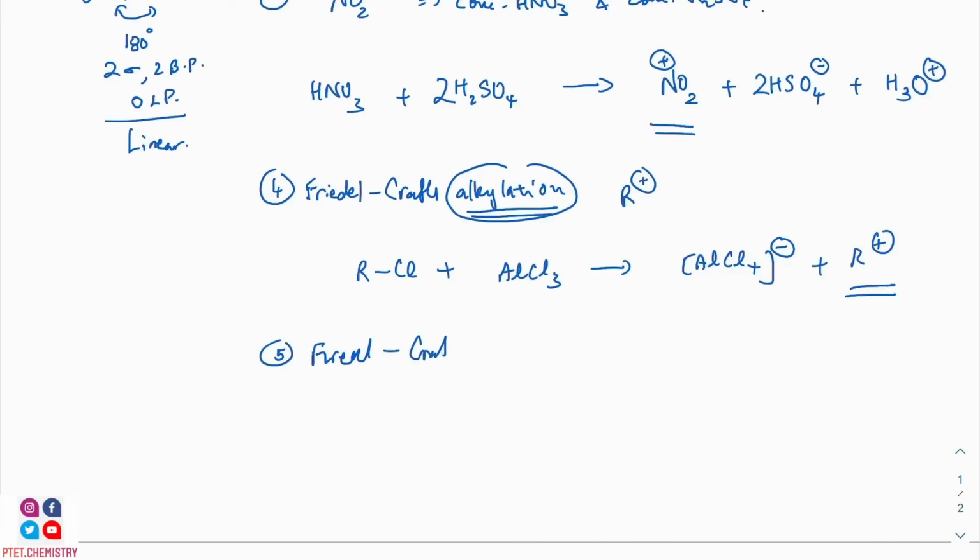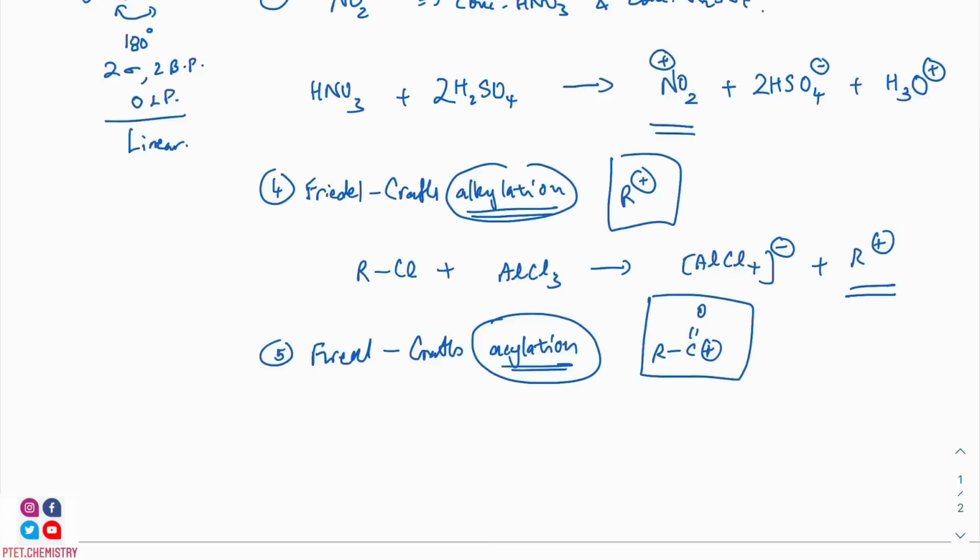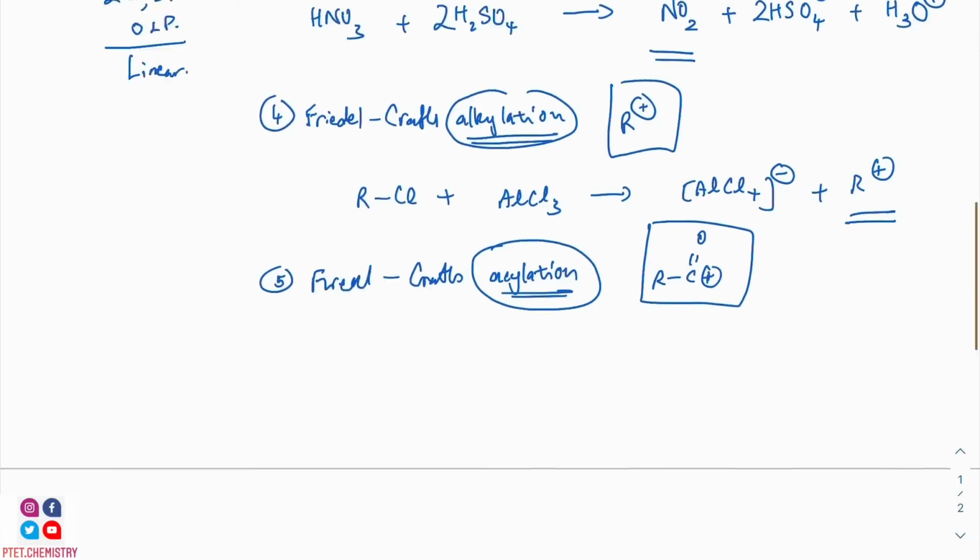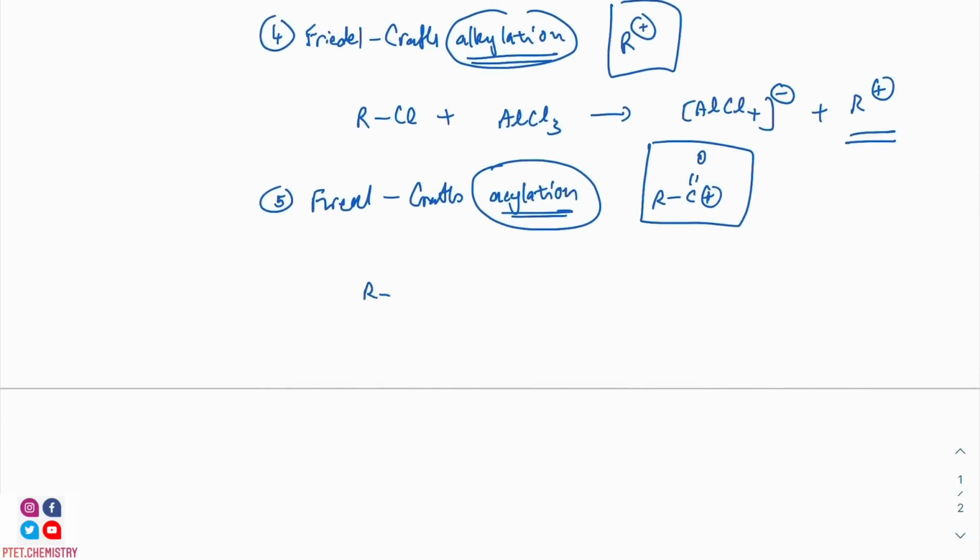The other one will be Friedel-Crafts acylation. Acylation is basically this. This is your electrophile for acylation. This is alkylation. All right. So it's the same idea, but we use acyl chloride.